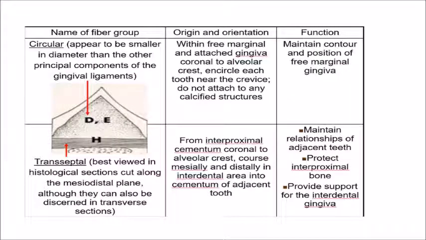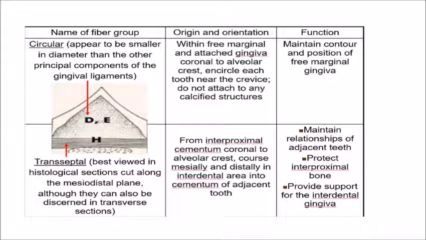Coming to circular group. Circular group is the smallest bundle group. It appears to be smaller in diameter than the other bundle groups. It is not running from any structure to any structure. It is just present inside the gingiva, inside the free marginal gingiva and the attached gingiva, and it encircles each tooth. Okay, so it does not have any attachment to any calcified structures.